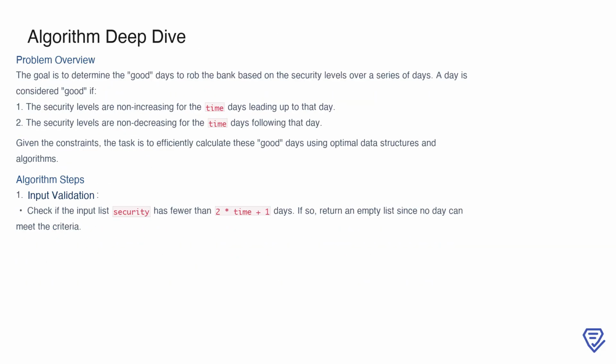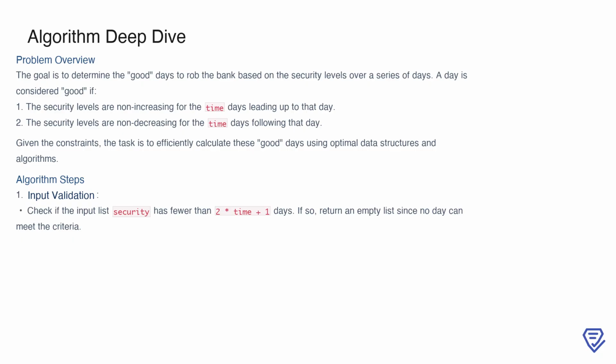The problem focuses on identifying good days to rob the bank based on a sequence of security levels over several days. A day qualifies as good if the security levels have been non-increasing for a specific number of days prior to it and non-decreasing for the same number of days following it. The challenge lies in efficiently determining these days given the constraints.